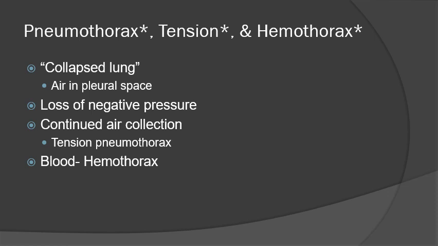With blood, if you get blood to accumulate, which can happen as well if it's due to a trauma, you get what's called a hemothorax. So all a hemothorax is that blood collects in the pleural space, and that causes the lung to collapse.